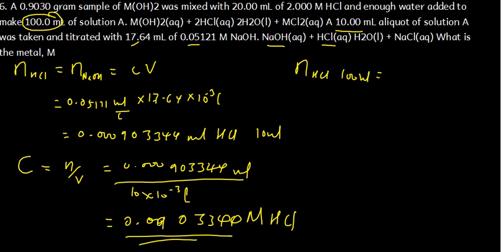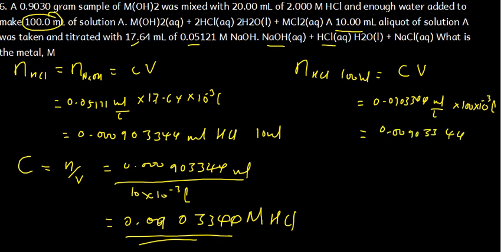is simply going to be concentration times volume. Concentration already found as 0.0903344 mole per liter. Now the volume we're talking about here is 100 milliliters. So convert this to liters by multiplying by 10 to the power negative 3. And that is supposed to give us 0.00903344 moles of hydrochloric acid. So these are the moles now present in 100 milliliters.